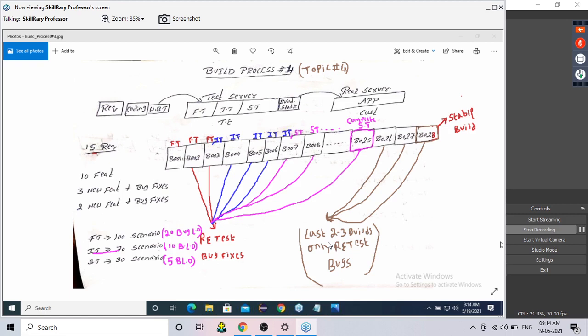Build. It is a software that consists of some set of features.